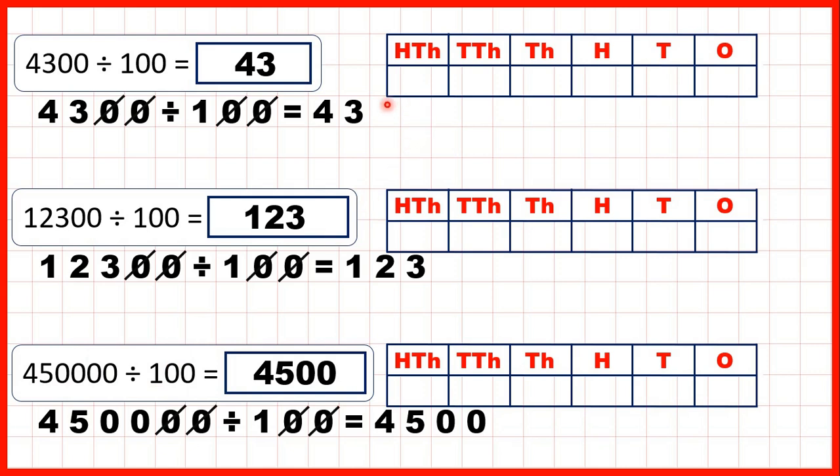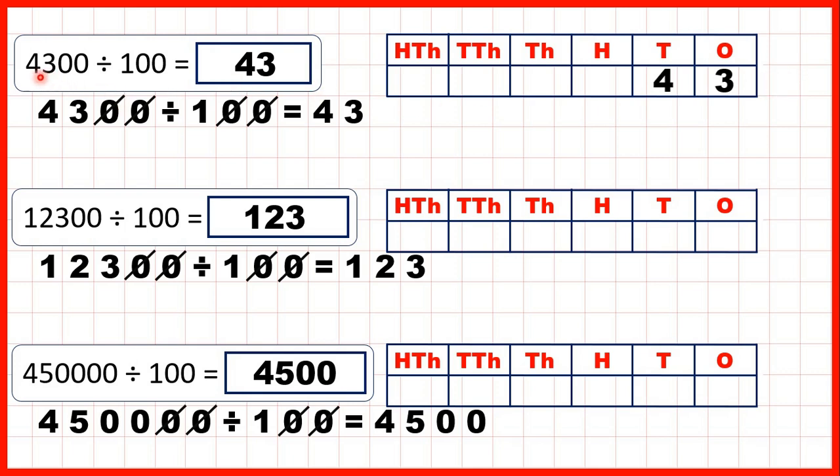And what's really happening when we divide by 100 is that digits are moving two place values to the right. Because remember, dividing by 10, we move the digits one square to the right, and dividing by 100 is the same as dividing by 10 and then by 10 again. So first, we had 4,300 divided by 100. If we move the digits two squares across, the zeros have now disappeared off our place value chart, so we have 43.